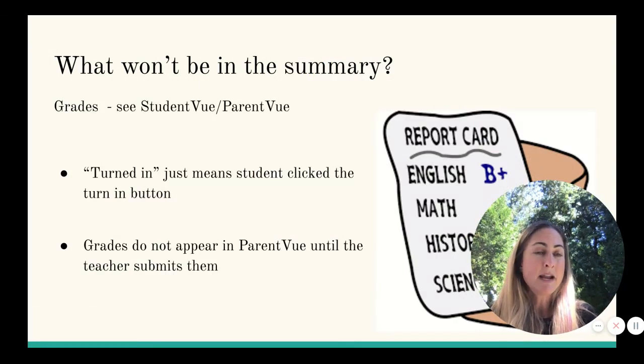You will not see grades in the weekly or daily summary. Those will be in parent view, and they will not be in parent view until the teacher grades the assignment and enters the grades and submits them and makes them accessible. So if you see that students have turned in work in your summaries or aren't missing work, you won't see the grade for that work until it appears in parent view. Turned in just means the student clicked the button to turn something in or to say that they had.